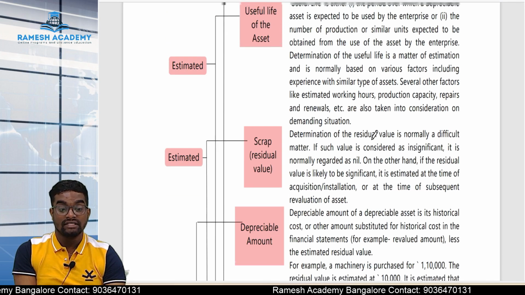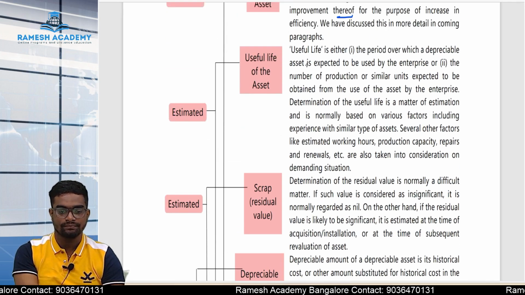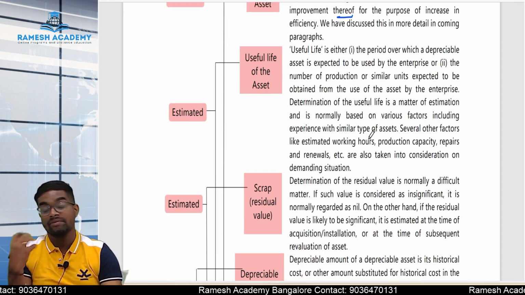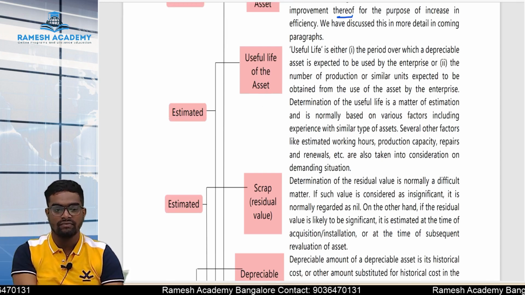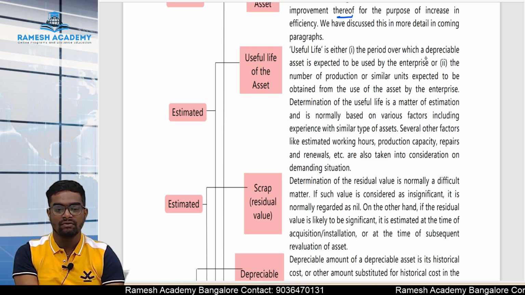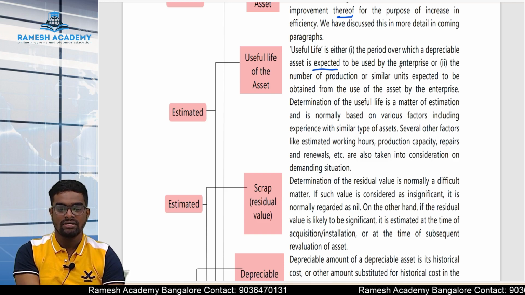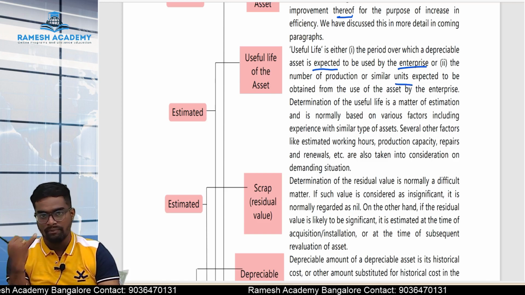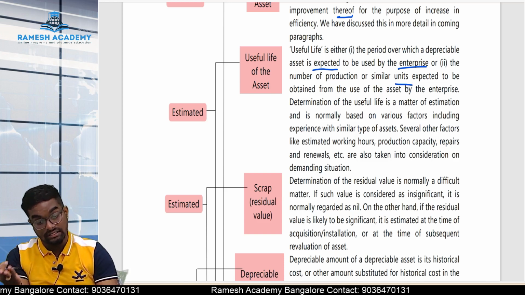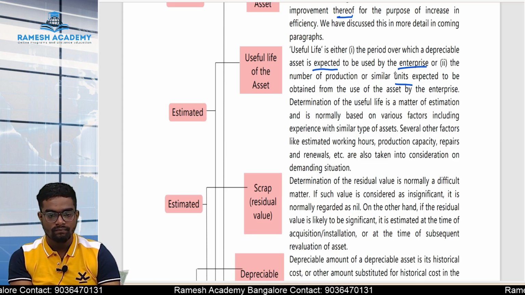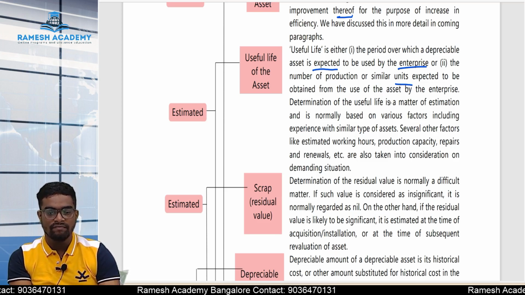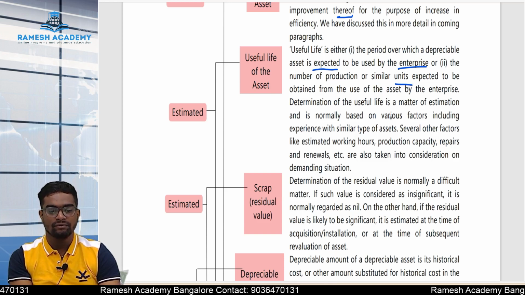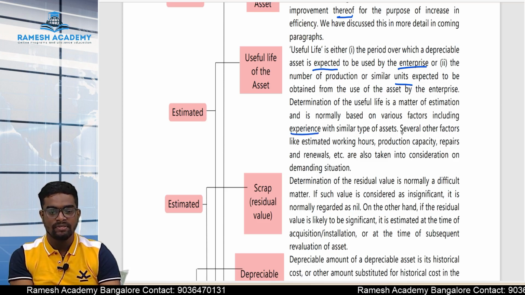Next, they are talking about the useful life, and all these are estimated. Sometimes the useful life will be less as compared to the original one. Useful life is either the period over which the depreciable asset is expected to be used by an enterprise, or the number of production or similar units. So useful life can be in many terms: number of units, number of hours or years, it can be anything. So it can be units to be obtained from the use of the asset by the enterprise. Determination of useful life is a matter of estimation and is normally based on various factors, including the experience of similar type of asset.